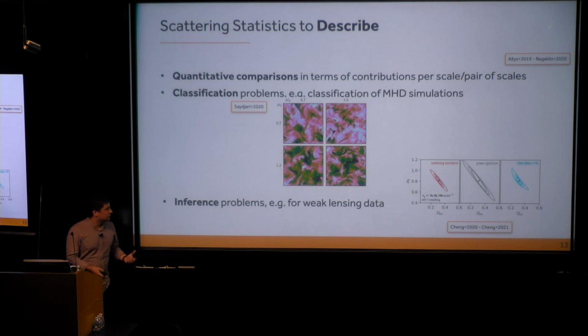It was also used on inference problems. It was used on weak lensing data by Xiuyuan Cheng, Brice Ménard, and collaborators, and they were able to show that they could constrain cosmological parameters in a way that was almost as good as CNN approaches, involving few parameters.